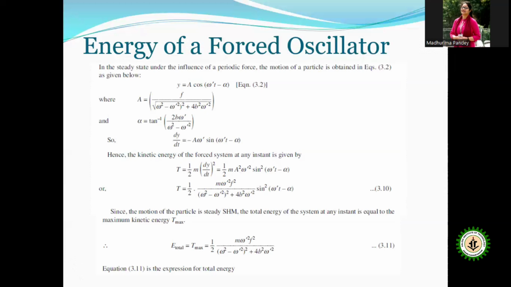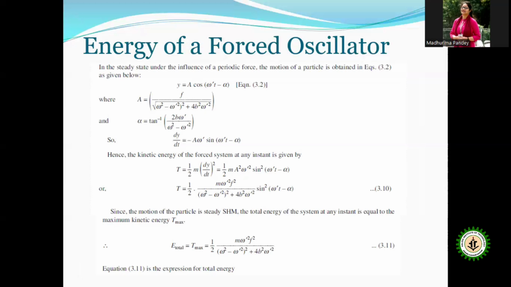Now we already discussed in the simple harmonic motion case that if we know the kinetic energy, then what will be the total energy? The total energy is basically the maximum value of the kinetic energy, which we have already discussed in the simple harmonic motion lecture.